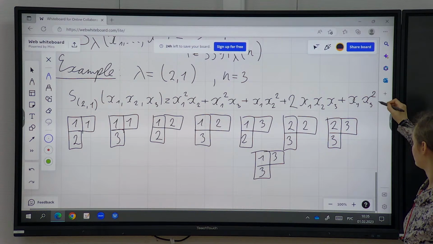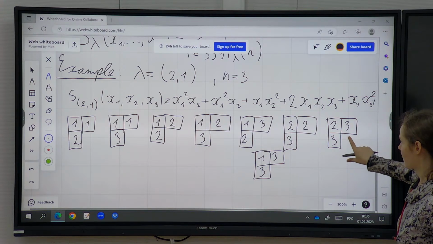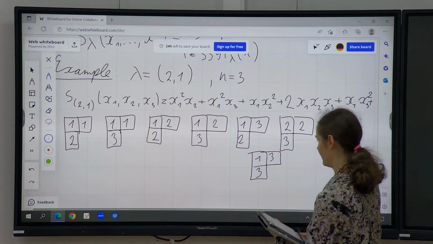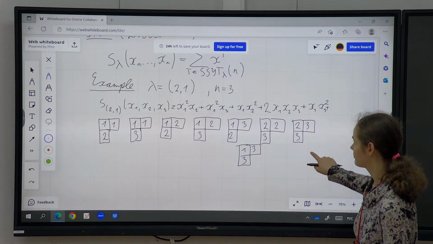Кто там еще остался? Так, сейчас мы давайте уменьшим.